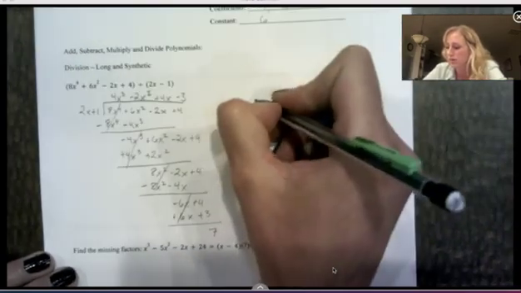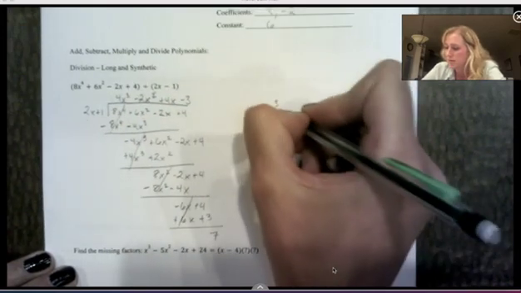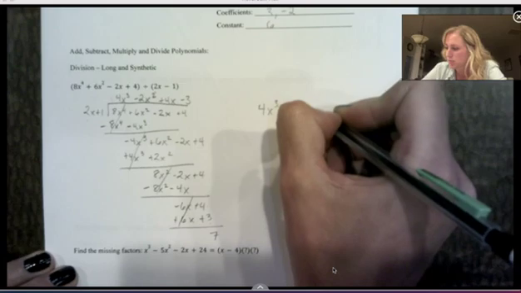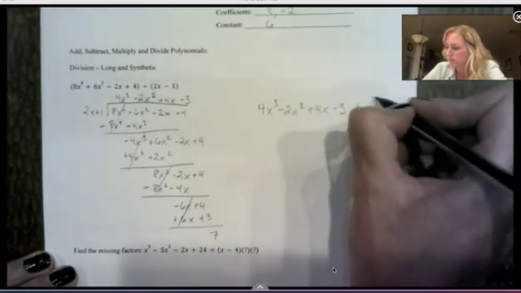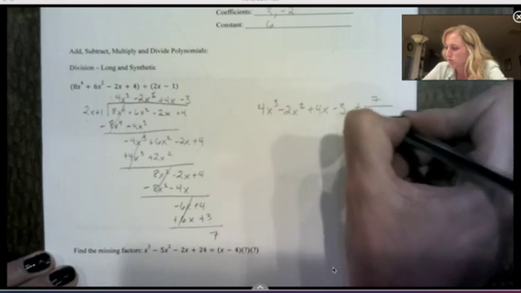So we write our answer as 4x cubed. I'm just writing out what's on top here. Minus 2x squared plus 4x minus 3 plus our remainder of 7 over the divisor, 2x plus 1.